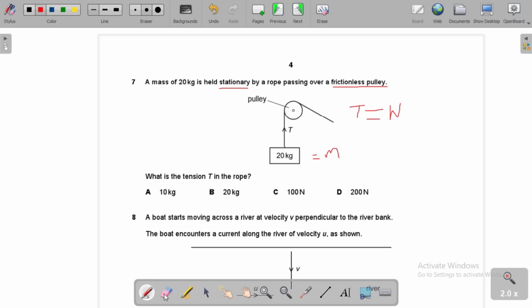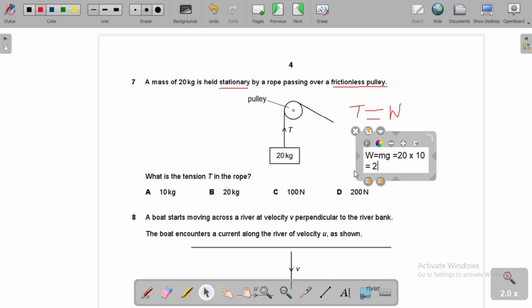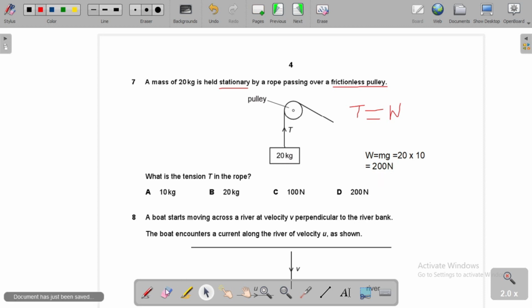Sorry, I need to clean this. Weight equals, should be capital. Weight equals mg. And what is our m? Our m is 20 times, what is our g? Our g is 10. So the answer is 200 newtons. That's our answer, 200 newtons. D.